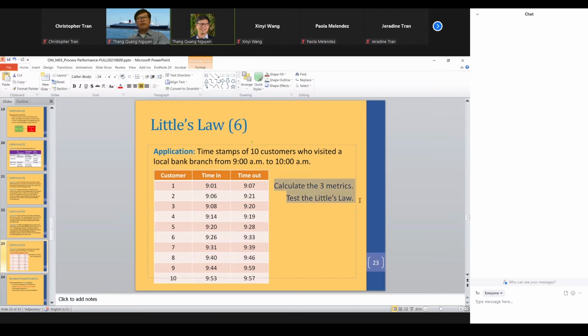So there are 2 big tasks in this question. Number 1, we need to calculate the 3 metrics independently. Independently means you cannot use Little's law at all. You have to calculate the inventory by itself, the flow time by itself, the flow rate by itself, by their definitions, right? And then, after having 3 numbers, we see if the 3 numbers fit with the Little's law equation or not. So those are the 2 big tasks: one is the independent metrics, and two is we test Little's law. So let me work on this with you.